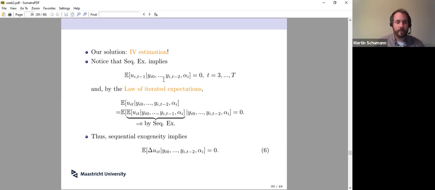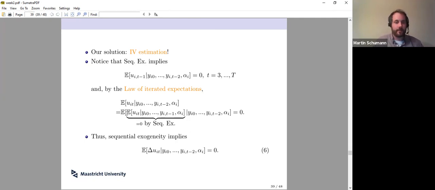This, of course, by the law of iterated expectation, also u_it, so without the minus 1, is also uncorrelated with, or like, the conditional expectation is also 0, which you can see by using the law of iterated expectations, meaning that the smallest information wins. You see that here we condition on a larger set, and on the outside we condition on the smaller information set. And this is the same thing as conditioning on the smaller information set. So this is sometimes called the smallest information wins.